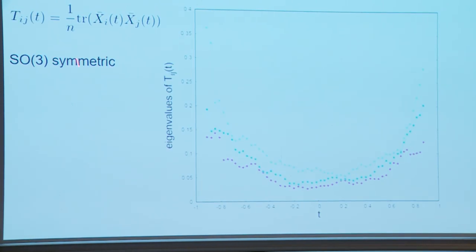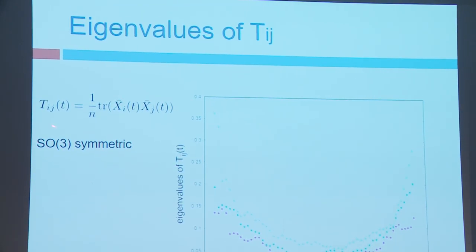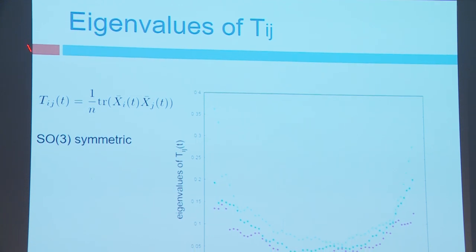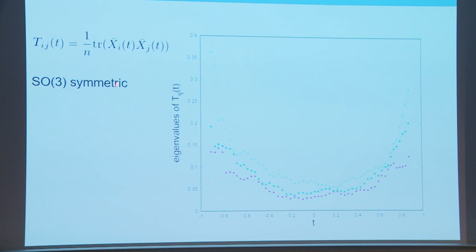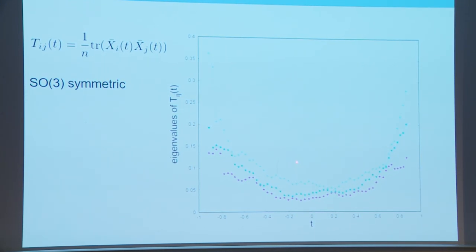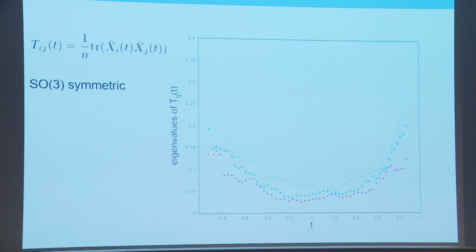So now we examine the eigenvalues of this inertia tensor, the moment of inertia tensor. So now you see the almost isosymmetric structure here. This configuration has an isosymmetric structure.